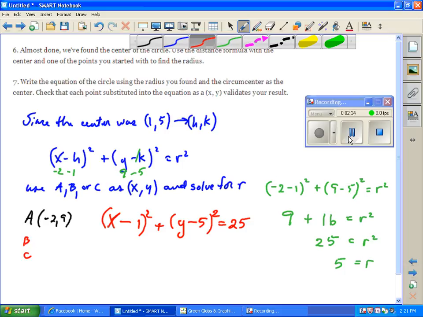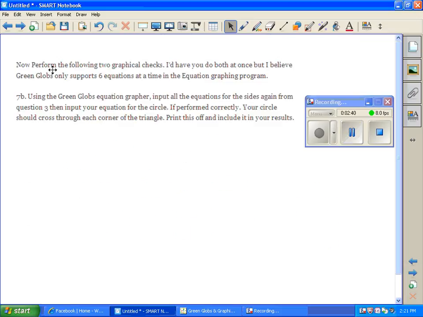Okay, and we're almost done. So let me go to the next page now. Now perform the following 2 graphical checks. I'd have you do both at once, but I believe Green Globs only supports 6 equations at a time in the equation graphing program. Using the Green Globs equation grapher, input all 3 equations for the sides again.